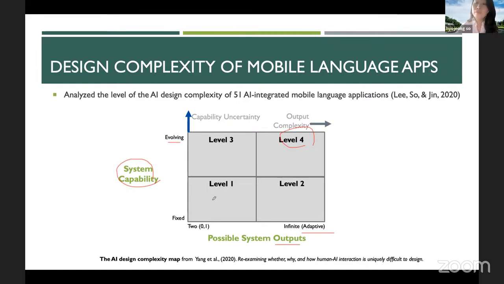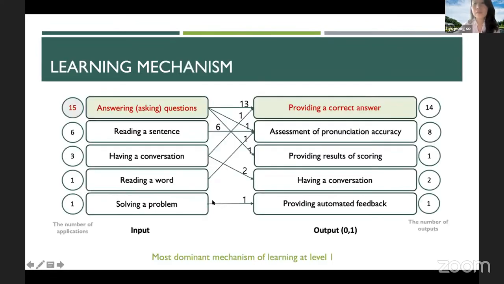So what we found from this research is that many of the apps that we analyzed belong to level one and level two, below levels of design complexity. The most common pattern was, again, answering questions and the AI providing correct answers, right? This is a very common pattern.